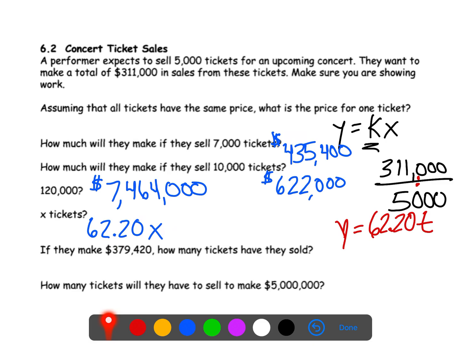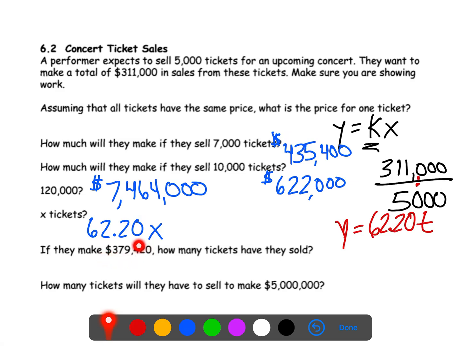So now the question asks, if they make $379,420, how many tickets have they sold? Now, what I'm really doing is reversing this equation. So I'm going to put in the amount earned here for Y. To find how many tickets they sold, I need to calculate for T. So to do that, I could write a new equation where I'm using the reciprocal of $62.20, or I could just use division. It's going to get me the same result.